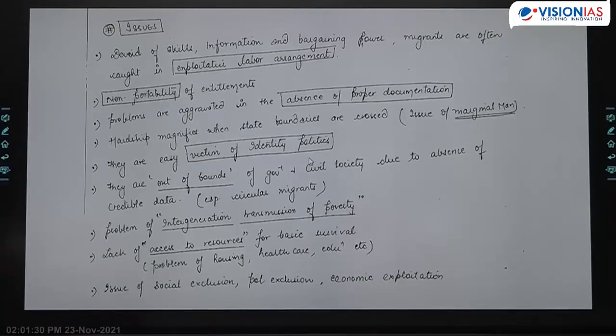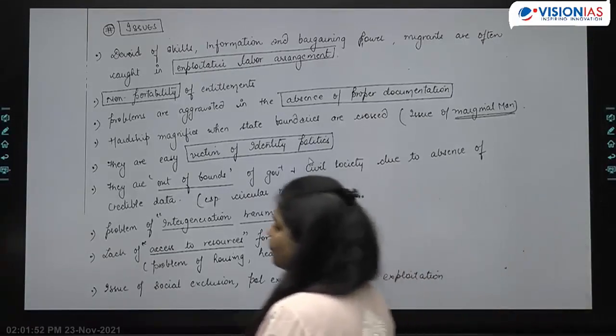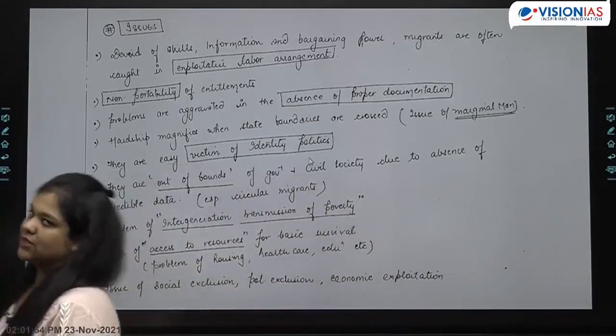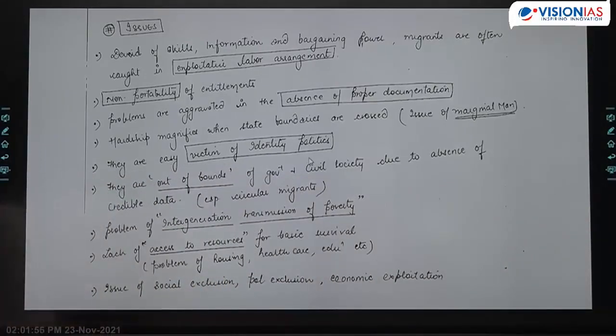Is that clear? Then obviously I told you in case of seasonal migrants or the temporary circular migrants, they remain out of bounds of government and civil society because of absence of credible data. Is that clear? Then there is problem of intergenerational transmission of poverty, as in the poverty is being transmitted from one generation to another. Another issue is lack of access to resources for basic survival. Is this clear? ठीक है.